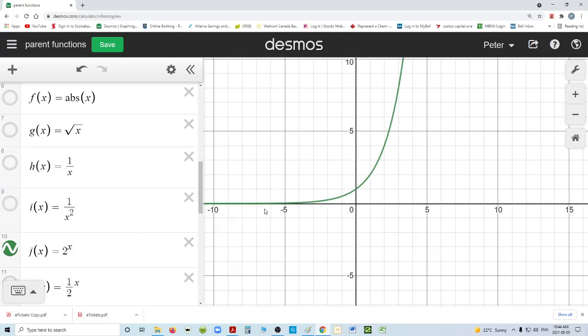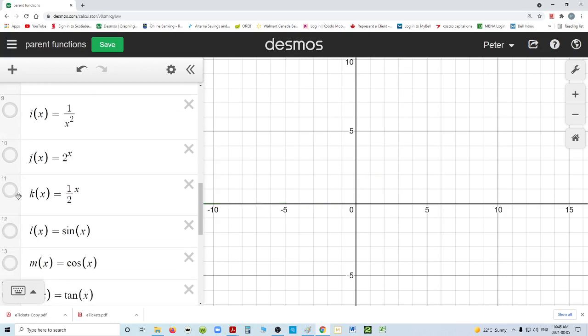Growth curves, bacteria grows like this, viruses grow like this, finances grow like this. And so you can see it has a role in finances as well. And this is a decay curve. So radiation decays like this. There's several other examples that I can't think of right now.